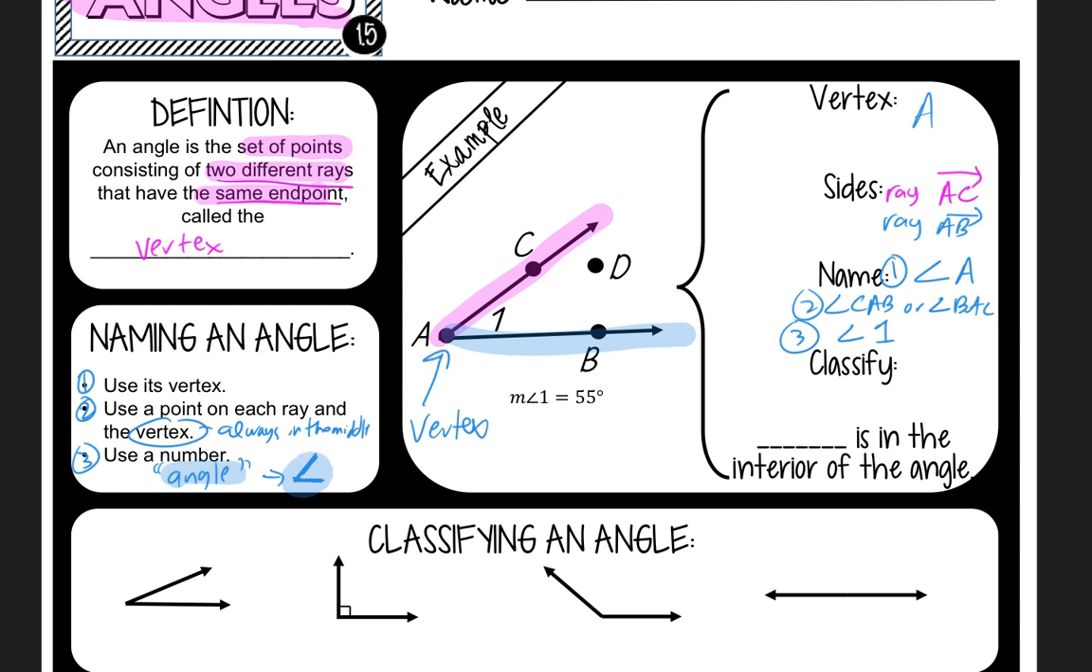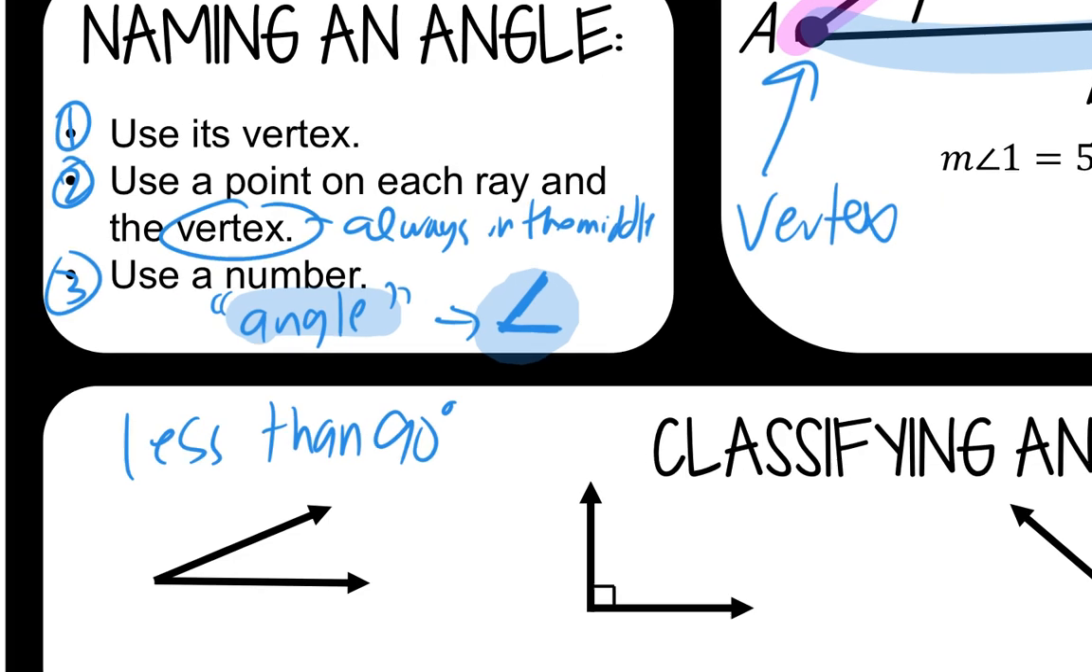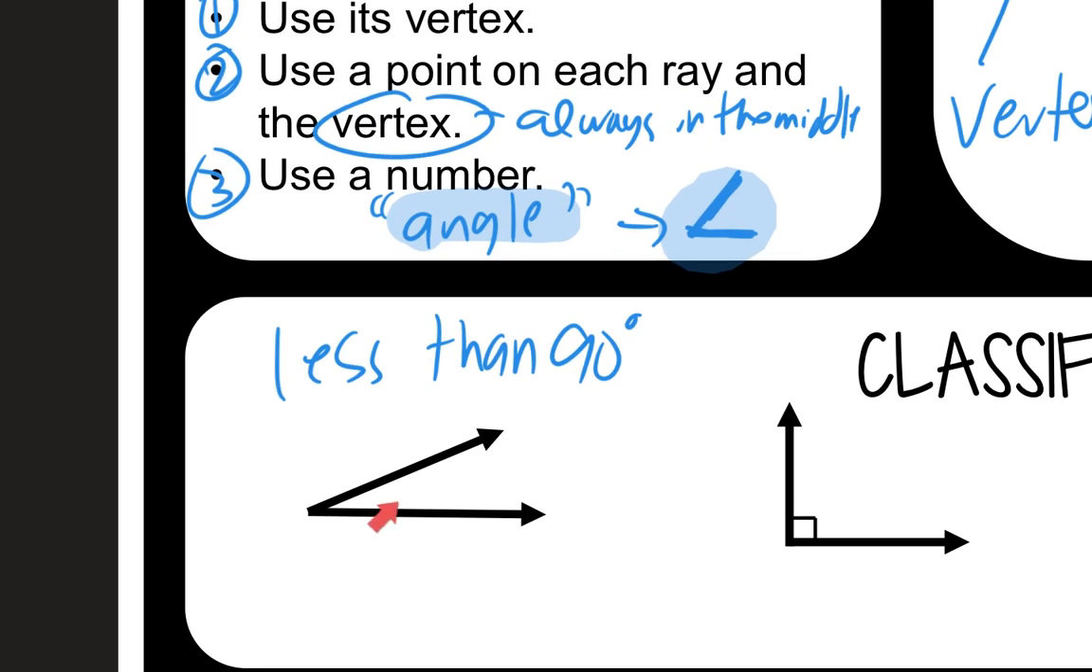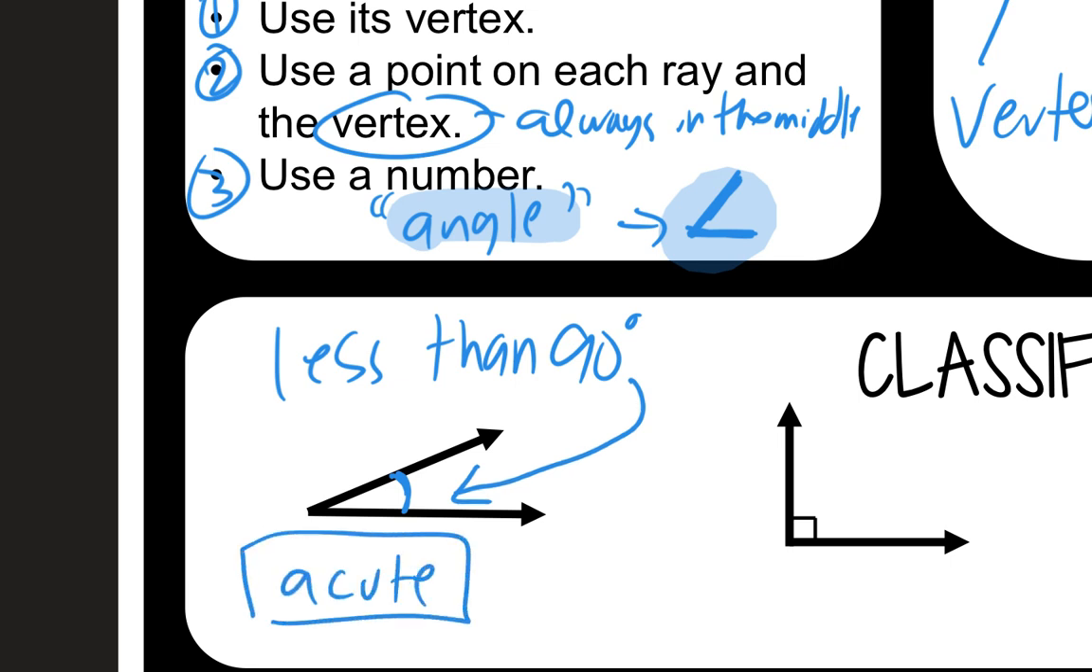All right, now let's classify it. Here's how we classify angles. This first one right over here is less than 90 degrees. Where we look at it is right over here for the measurement. From one ray to the other, in between is the measurement. It's less than 90 degrees, and we call that acute. So that's called an acute angle.